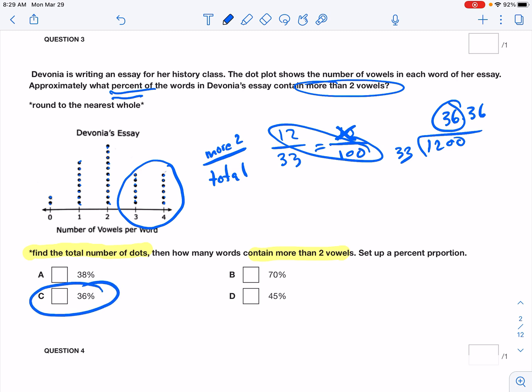So again, we had to find the total amount and then find out how many are more than 2, which is 3 and 4, and set up our percent proportion.